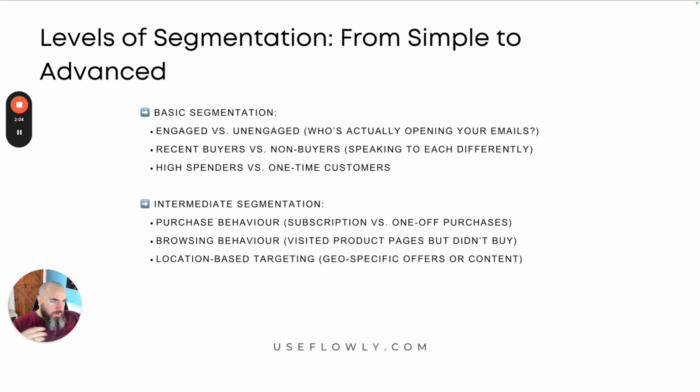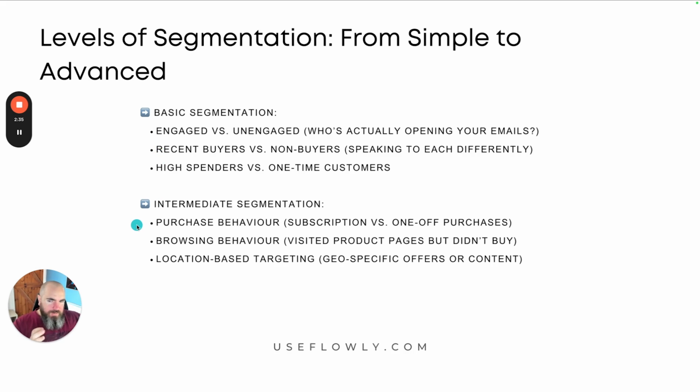So, who's actually opening and clicking on your emails, straightforward. Recent buyers versus non-buyers. You want to exclude recent buyers from specific emails. You want to send different emails to non-buyers, with more sales, more education, more persuasion, for example. And then high spenders versus one-time customers, for example, two completely different branches of people. You want to send completely different messaging to those. So there are some examples of basic segmentation.